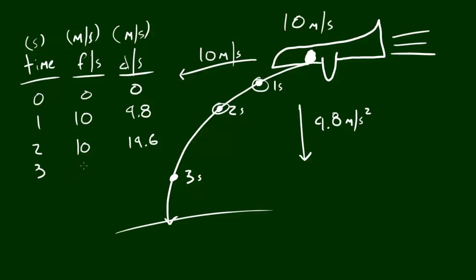Now at 3 seconds, again, it's going to be 10 meters a second forward. I know that you have factors such as wind resistance, and maybe a gust of wind is going to change the speed, but I'm just assuming for this tutorial we're going to forget about wind resistance and all that.